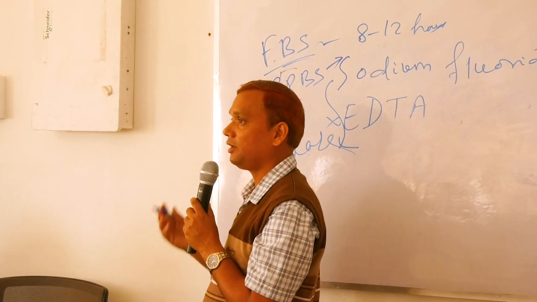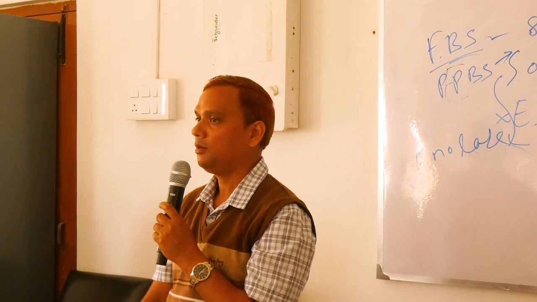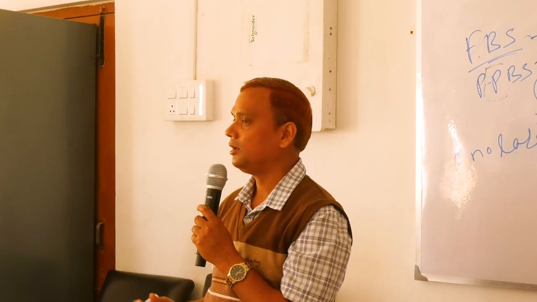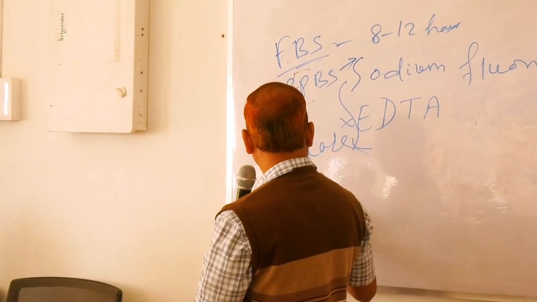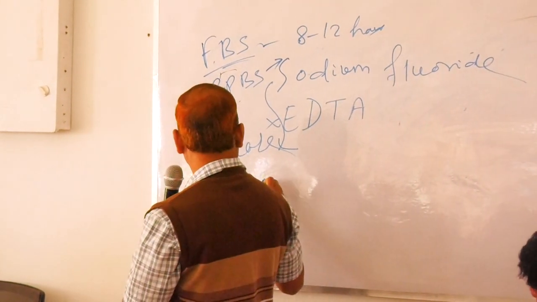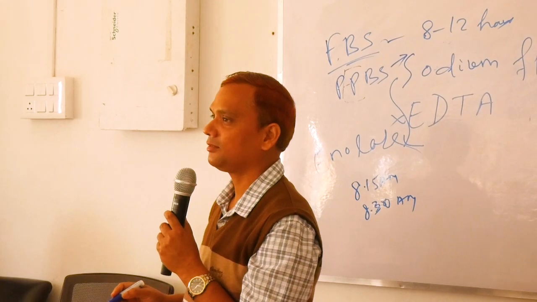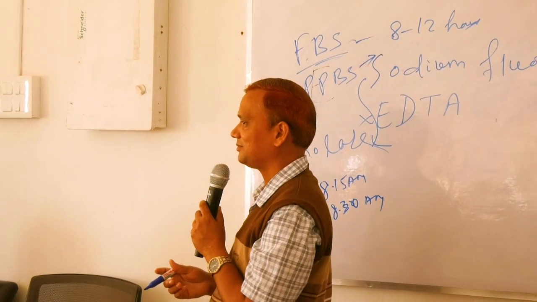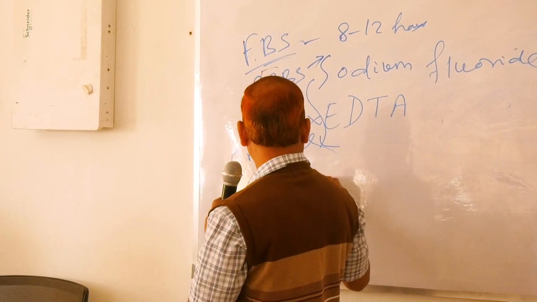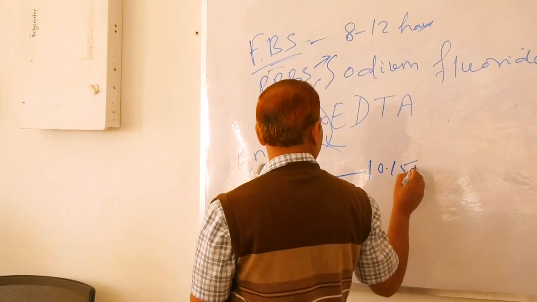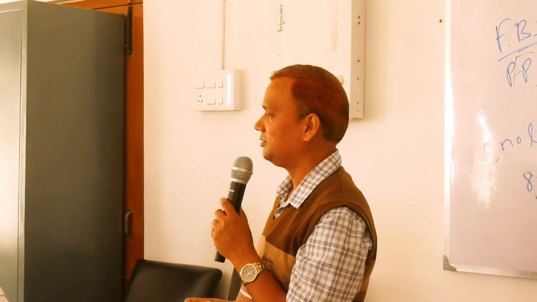Suppose in the morning we get the fasting sample, after 8 to 12 hours fasting. After giving the sample, he came and took breakfast. He started breakfast at 8:15 and completed it at 8:30. Then at what time do you take this? Two hours, 10:30? It is counted from when he started, 8:15. Salivation starts, and from there metabolism starts.